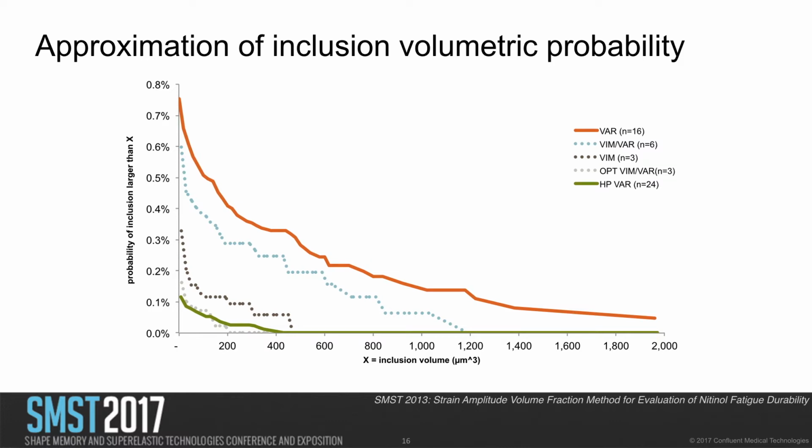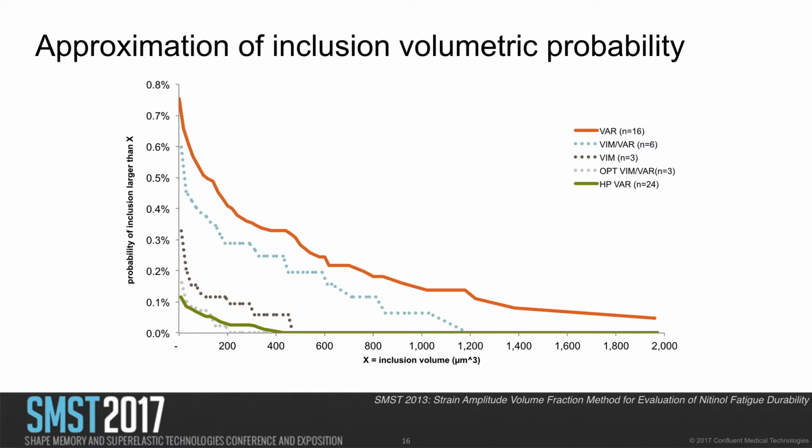that gives you some idea of the probability of inclusions larger than a certain size for different grades of material. The orange line is VAR material, or a kind of typical SE508 type of material. The green line is high purity VAR material, or what we would call SE508 ELI material, and that's what we refer to. And there are some results here for some other materials as well. The general trend is that higher purity materials give you a lower probability of inclusions larger than a given size.